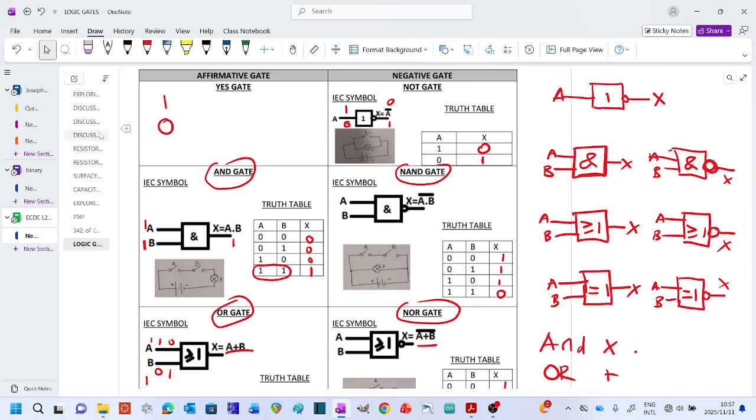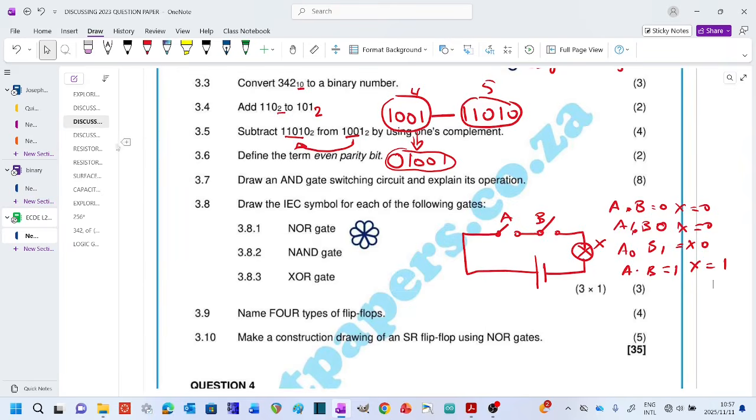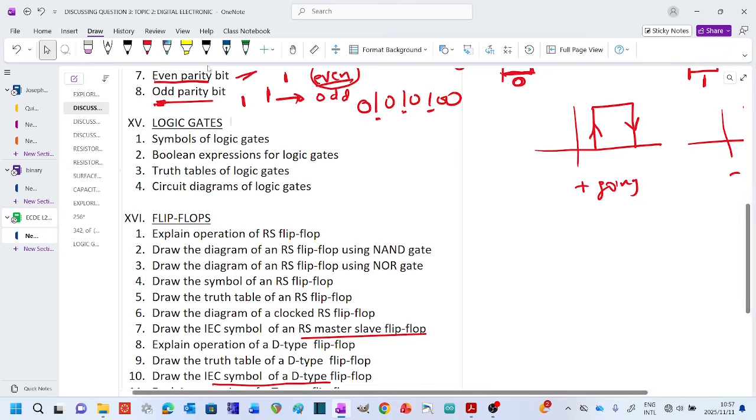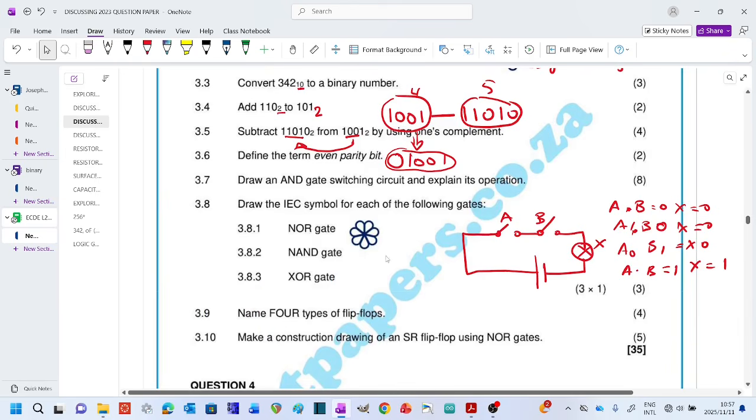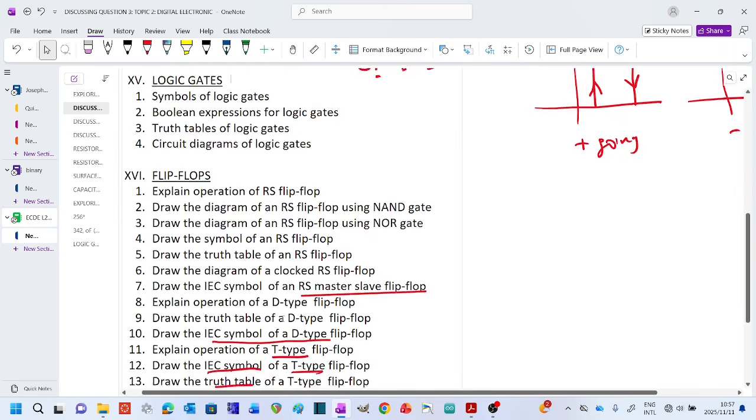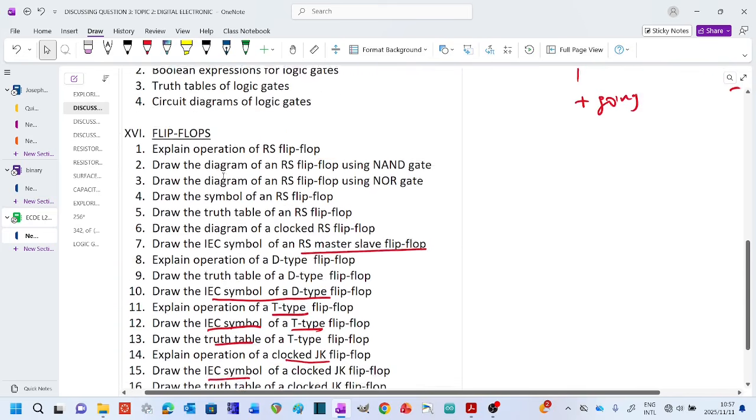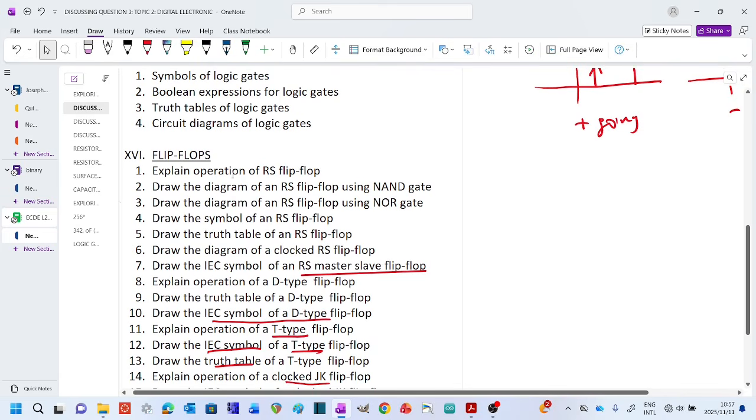So where are we? We're back to our guide. So the circuit logic, we've discussed the circuit diagram of logic gates, so we've discussed all that. Back to the question. So name 4 types of flip-flops. Here I'm going to ask you to go through each one of this guide and go through your notes, your textbooks, and answer all these questions.